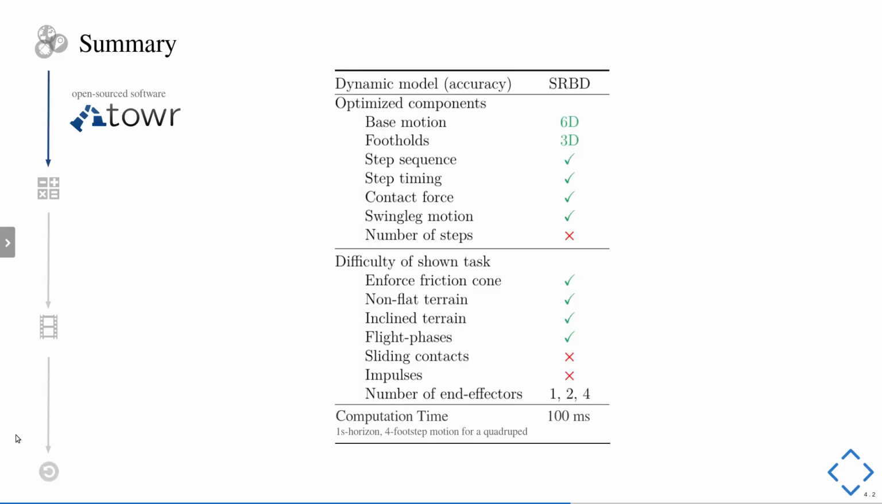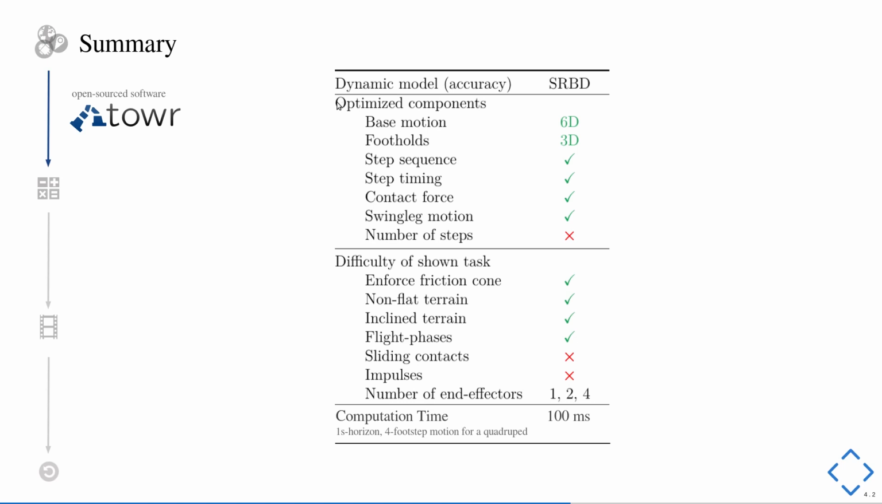So as a summary of what I talked about today, we presented a way to transcribe a high-level task description into a mathematical optimization problem that can then be solved with off-the-shelf software in order to produce motion plans that can then be tracked by a controller. And the characteristics of our transcription that we presented here, we're using a single rigid body dynamics model that abstracts the robot into one single rigid body and keeps the formulation fully in Cartesian space, independent of the joint angles.